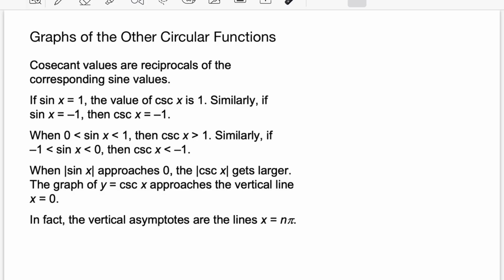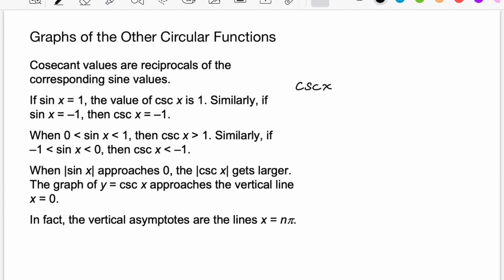In this video, we're going to go over section 9.4 from our textbook, which is on the graphs of our other circular functions. In the last section, we looked at the graphs of sine and cosine. So now we're going to look at the graphs of the remaining four circular functions. So we saw from previous sections that cosecant values are going to be reciprocals of our corresponding sine values.